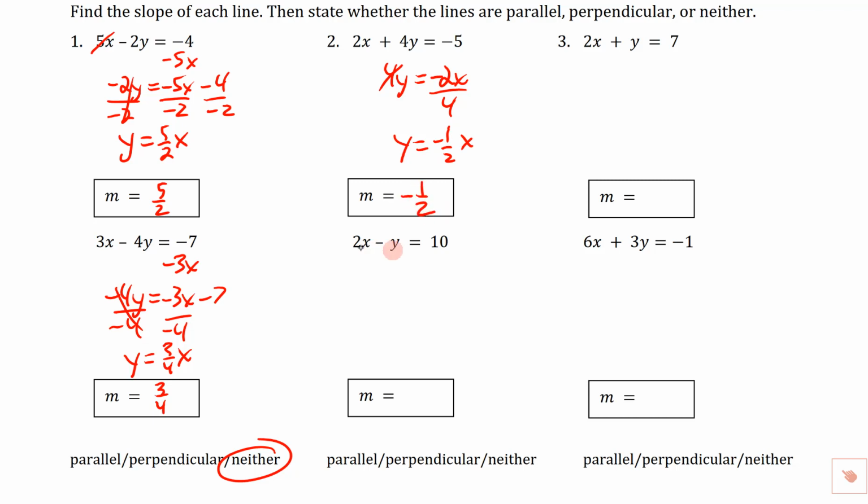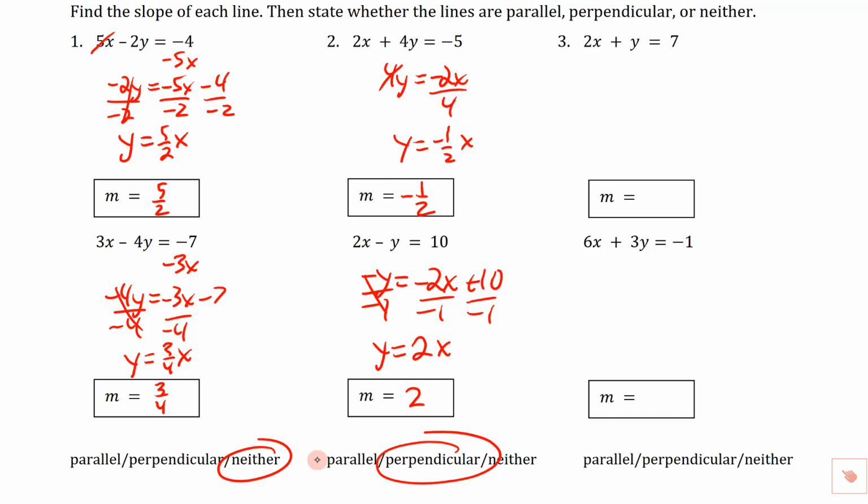And then we'll take a look at this guy. We move the 2 to the other side, so this is going to be a negative y. This is going to be a negative 2x. I'll go ahead and write that 10 right there just for the heck of it. And then we're going to divide everything by a negative 1. So what we're after here is y equals 2x. So the slope on this one is 2. Now, they're not the same, so there's no way it can be parallel, but these are opposite signs and they're reciprocals of each other. So that one right there is perpendicular. So we'll go ahead and circle that one.